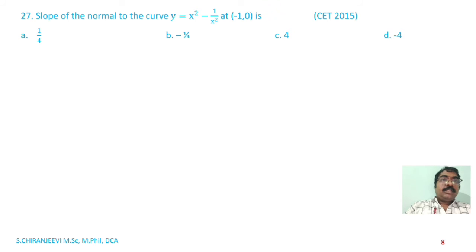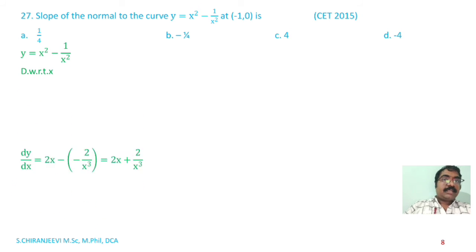Next, 27. Slope of the normal to the curve y equal to x square minus 1 by x square at minus 1 comma 0 is, which was asked in the year CET 2015. Options 1 by 4, minus 1 by 4, 4 and minus 4. y equal to x square minus 1 by x square.